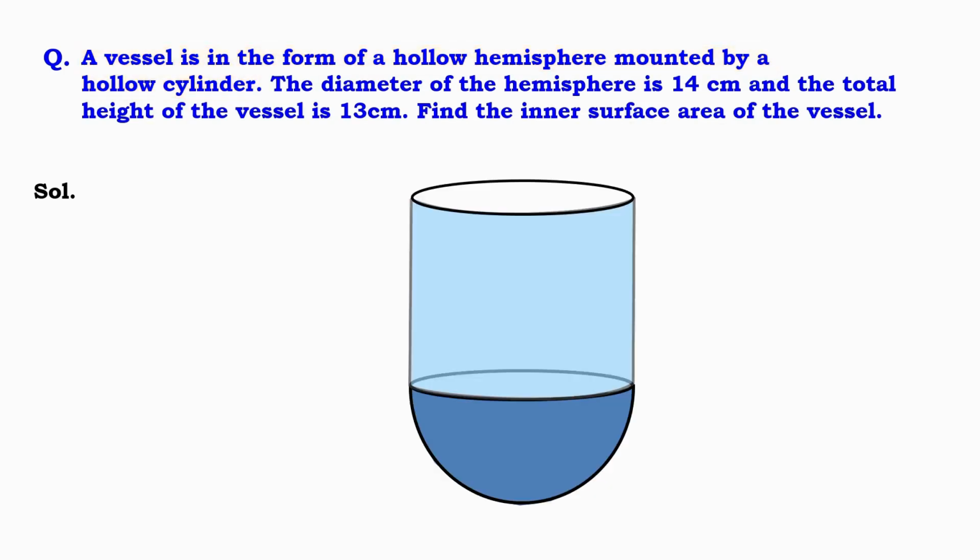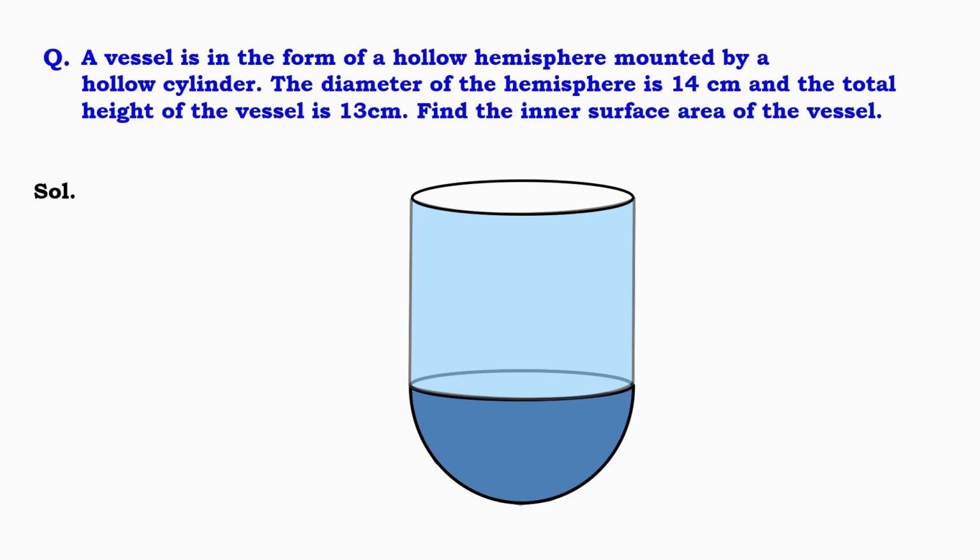Okay, so let us first understand the question. From there we need to draw the diagram. So what is given? A vessel is in the form of a hollow hemisphere. Hollow means the inner portion is blank, so we call it empty. Hollow hemisphere, so mounted by a hollow cylinder. So that means in the bottom there will be a hemisphere. On top of it there is a hollow cylinder. So hollow means that is also empty.